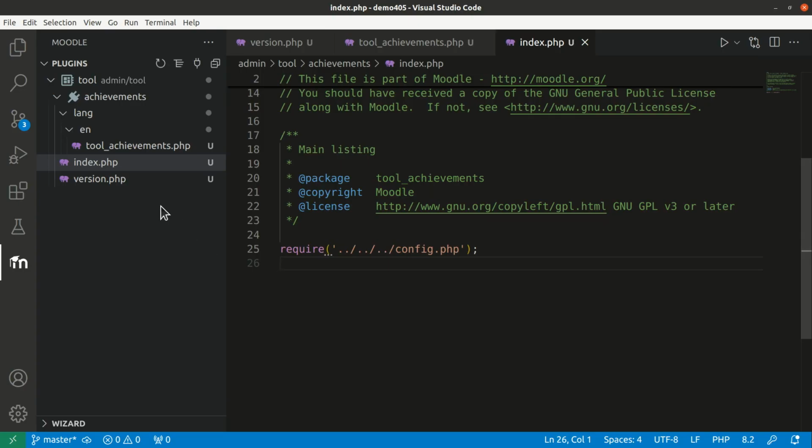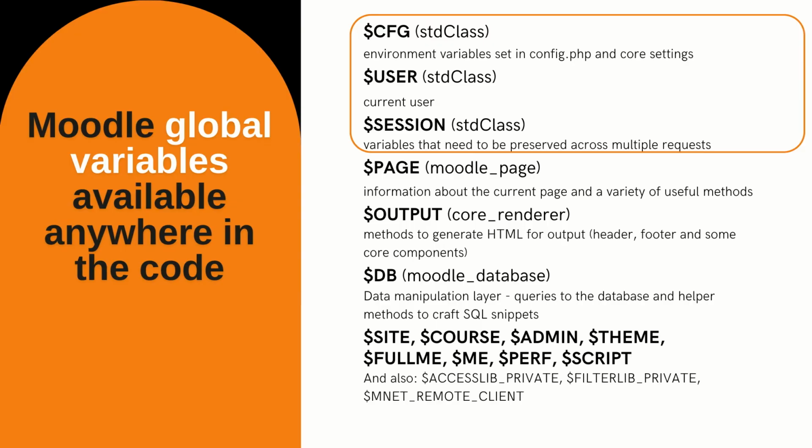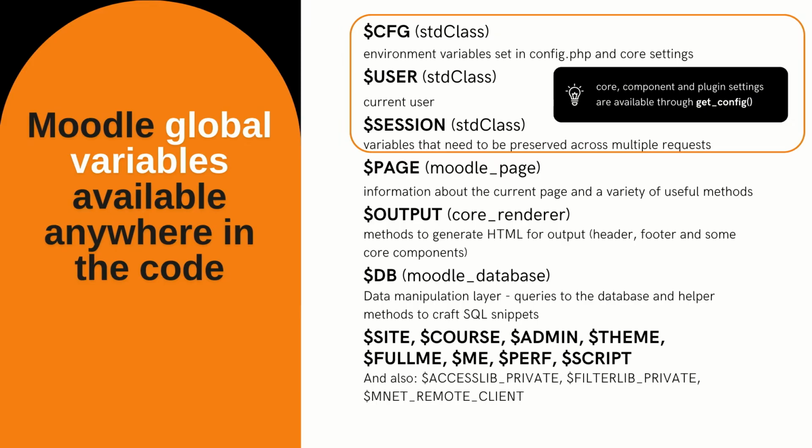When creating an external page in a Moodle plugin, the first statement is requiring config.php. This will set up Moodle and provide access to 17 global variables, which are also available in all Moodle internal files. We'll start by looking at the first three. The $CFG global object contains all environment variables from config.php as well as core settings. To retrieve settings from a core subsystem plugin, you can use the get_config function.